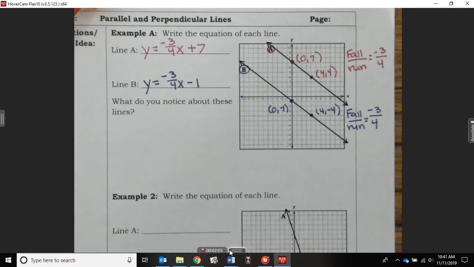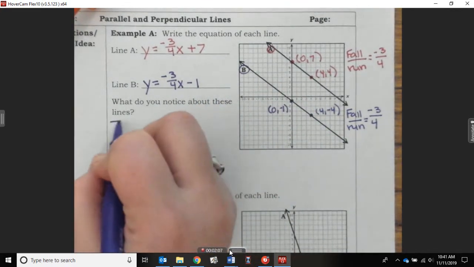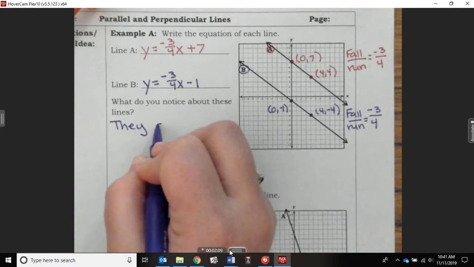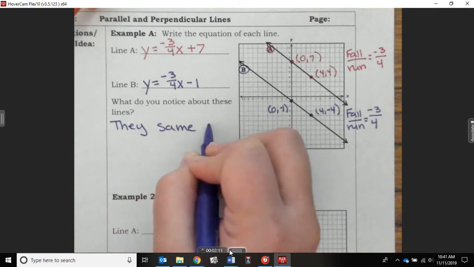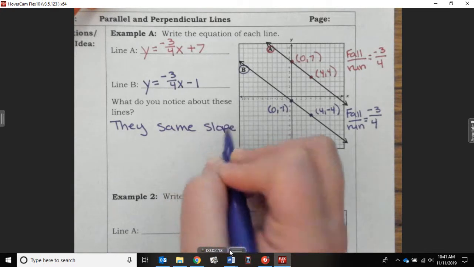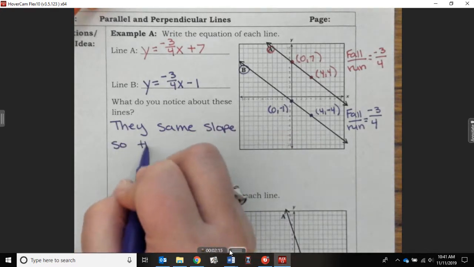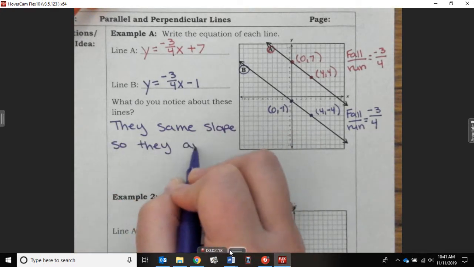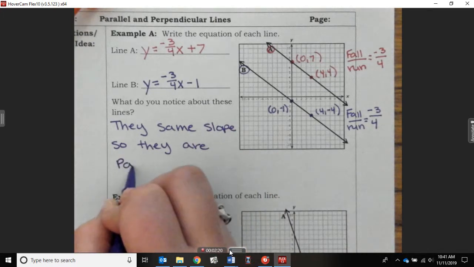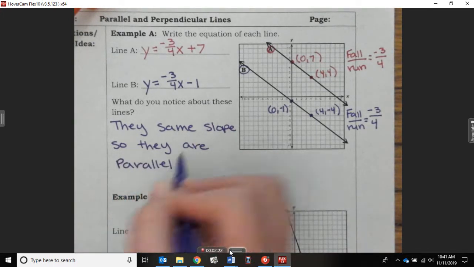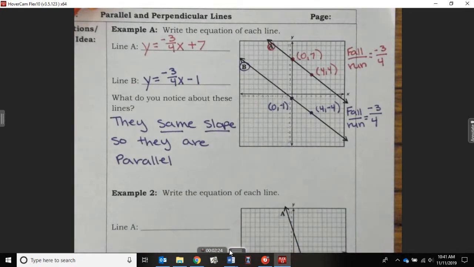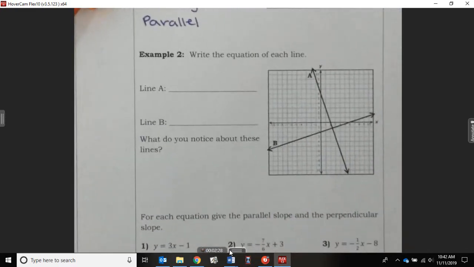Now, what do I notice about these lines? They have the same slope, which makes them parallel, because that is the definition of parallel lines, lines with the same slope. All right. Let's take a look at example 2 here.